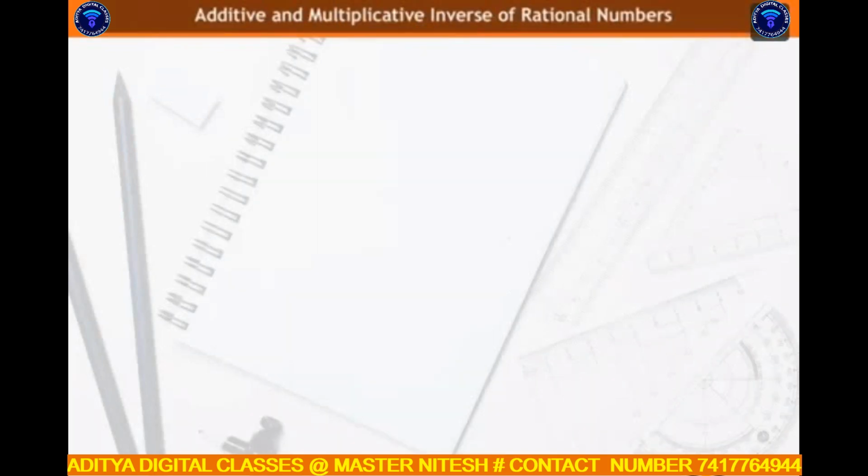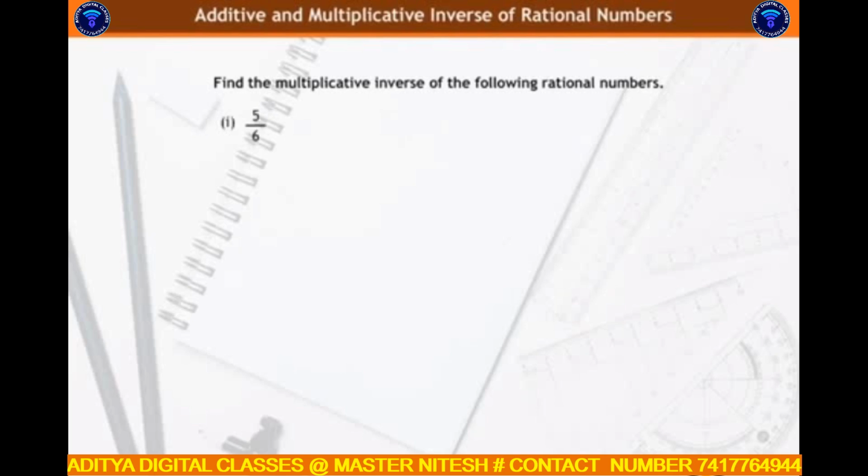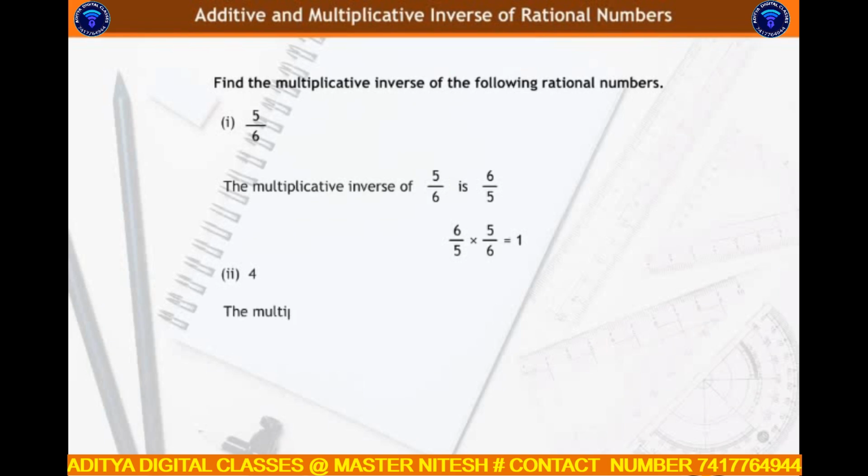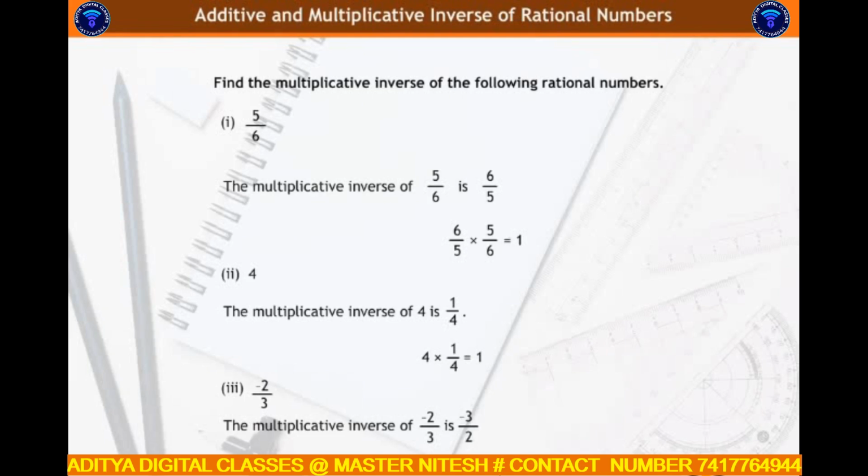Additive and multiplicative inverse of rational numbers. Let us look at the fraction 5 by 6. The inverse is 6 by 5. Now, multiply this with the parent fraction, that is 5 by 6. We get the product 1. Thus, we can say the multiplicative inverse gives the product 1. Let us look at more examples given here. This will help us in understanding the concept clearly.